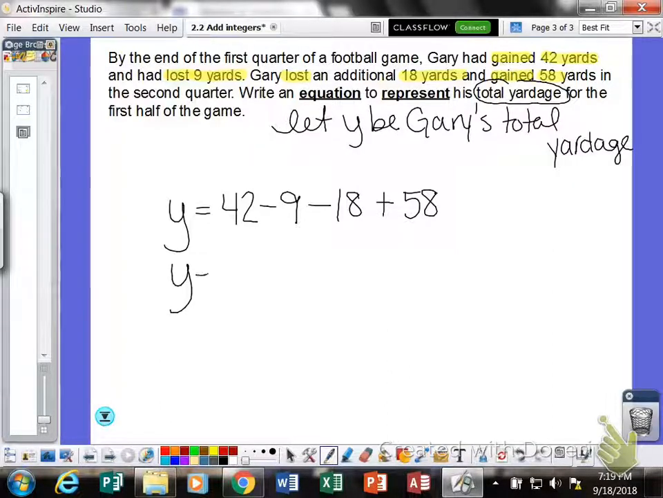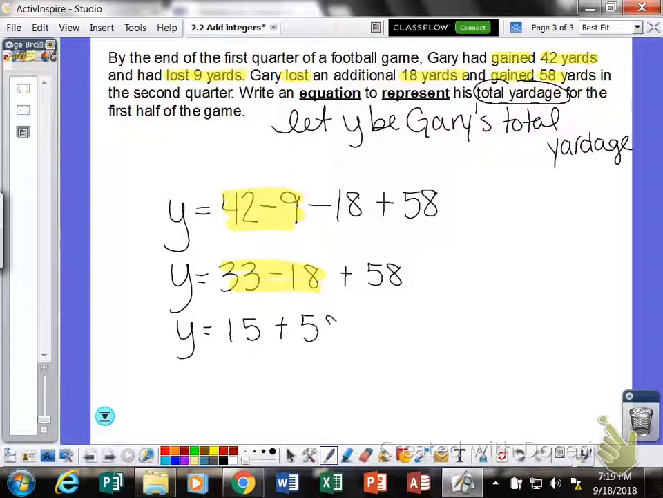So y equals 42 minus 9 would be 33 minus 18 plus 58. So the first thing we do is we subtract the 42 minus the 9. Then we're going to subtract the 33 minus 18, which gives us y equals 15 plus 58. And then we're going to add these two together, and I get y equals 73 yards for his final answer.